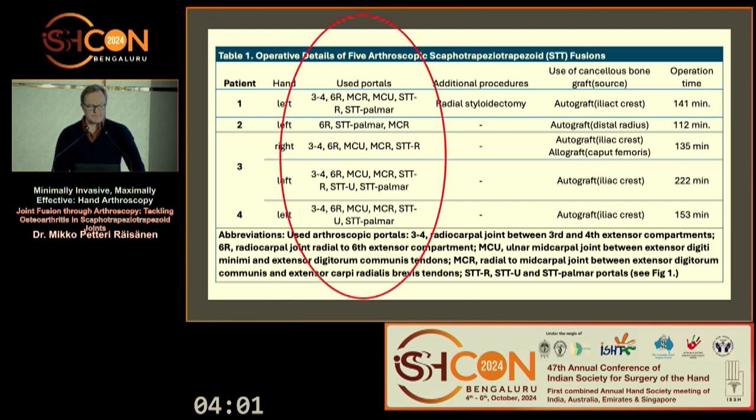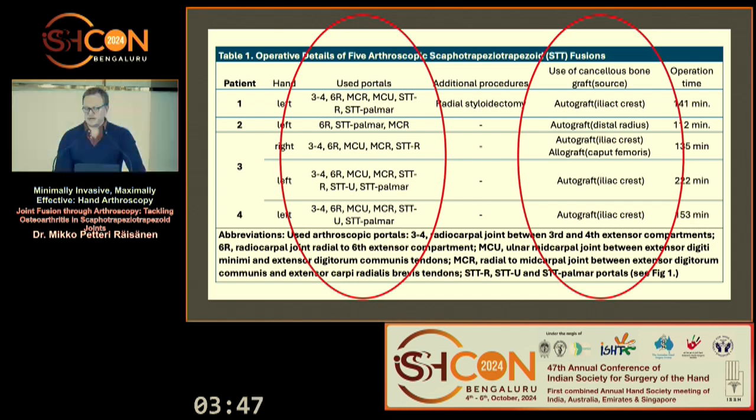If we look at the portals, we used plenty. As I said, I don't think there can be too many. You have to see and be able to do the operation well. We used mostly the iliac crest, but I would say that now I would use maybe the distal radius because it's near.